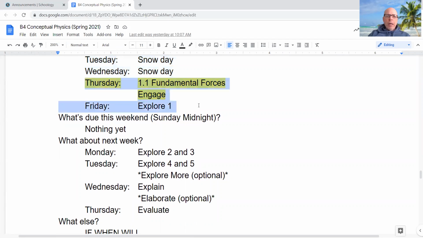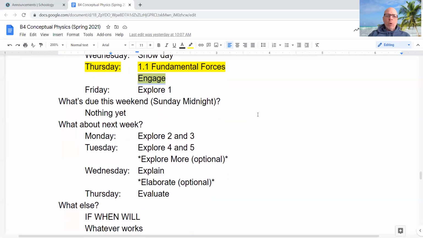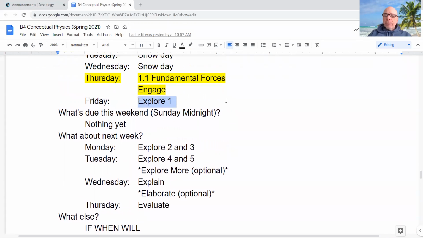And then Thursday and Friday, I want to do this first lesson, or as much of it as we can. And that lesson is called 1.1 Fundamental Forces. That is the actual whole lesson, but there are all these parts within that lesson. The first part I've listed here is engage, and I'm going to explain what that means in a moment. Then tomorrow, once you get finished with engage, I want you to do explore one. That'll make sense when we look at it later. So that'll be it for the week: you'll do the engage and the explore one, two of the little parts of that big lesson.